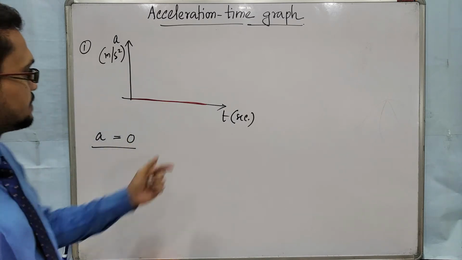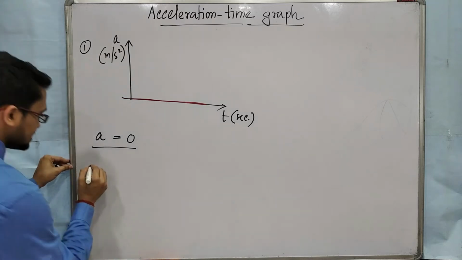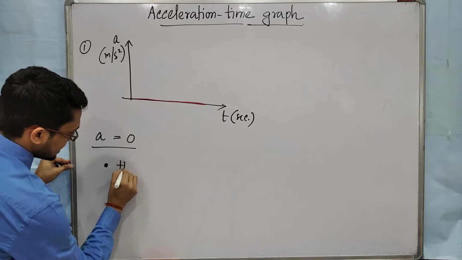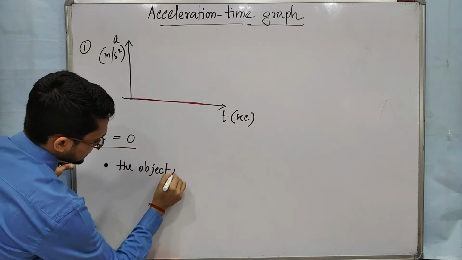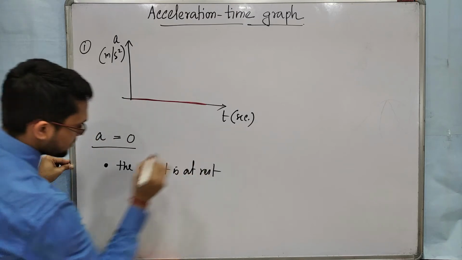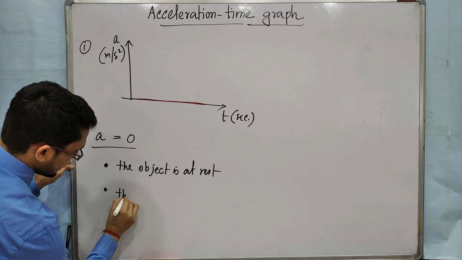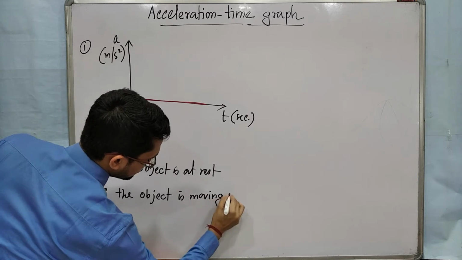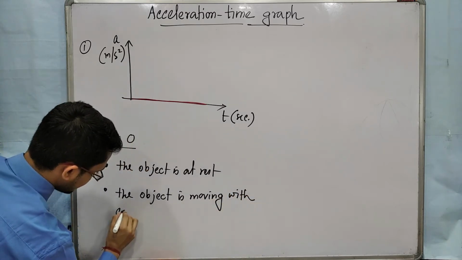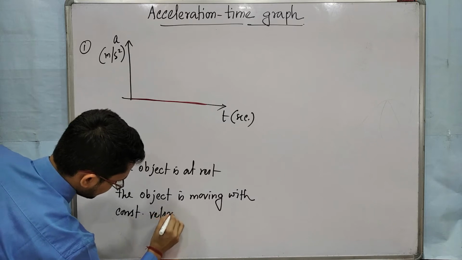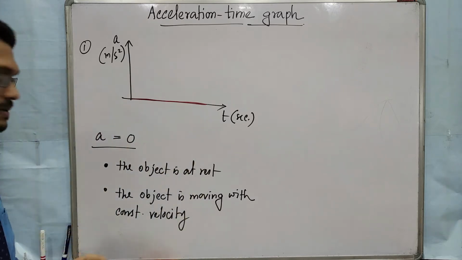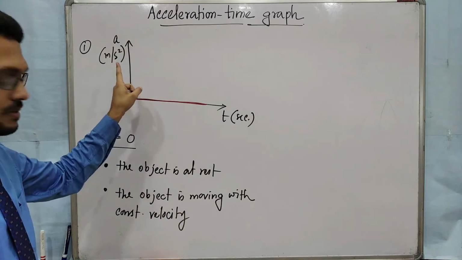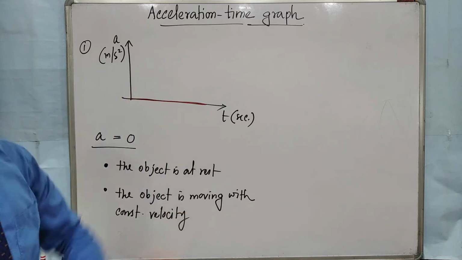So which kind of motion is represented by this graph? It may be that the object is at rest, or it may be that the object is moving with constant velocity or speed. Because it is one dimensional motion, velocity and speed both will be same. So the object is moving with constant velocity. That is represented by this curve. The object being at rest is represented by this curve.